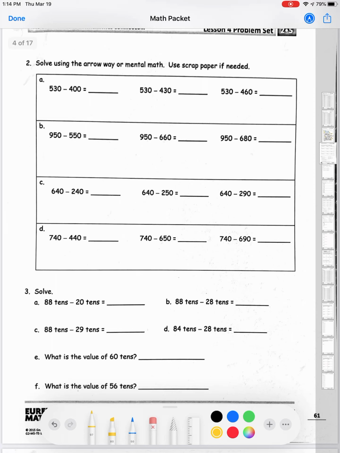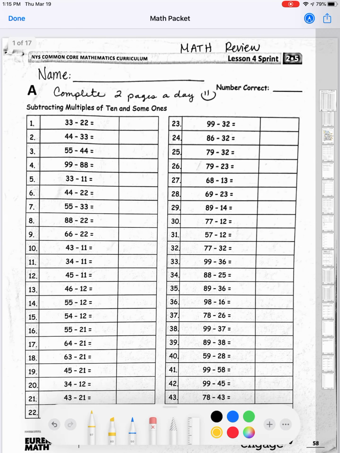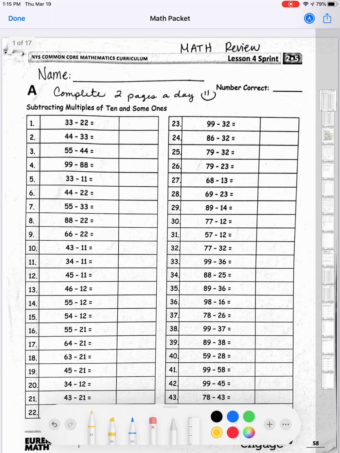All right, so now I want you to do, so this page was homework yesterday. I hope you're doing the sprint, practicing on the sheet protector. Practice this one on the sheet protector. And let me give you a quick tip for this one. This is actually the very first page of the homework packet.